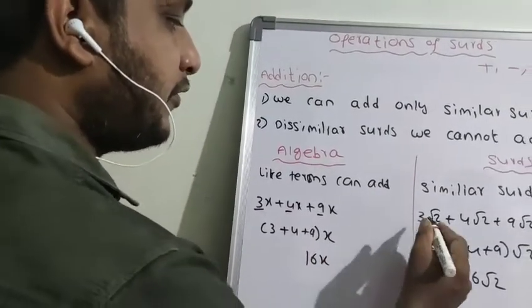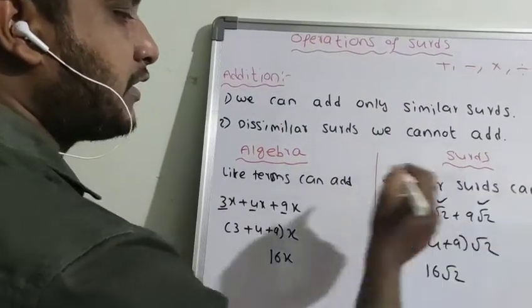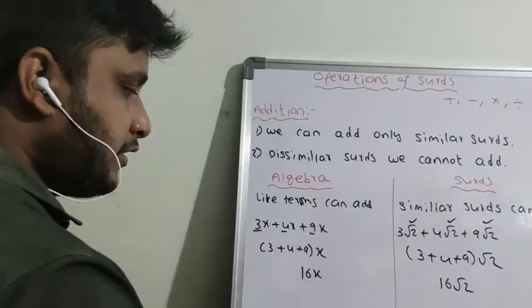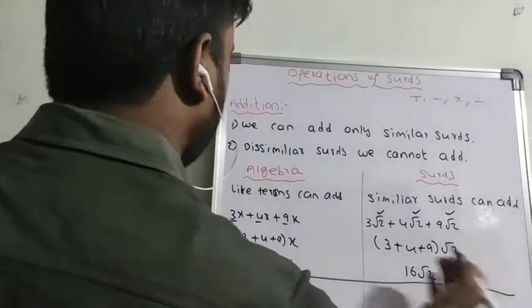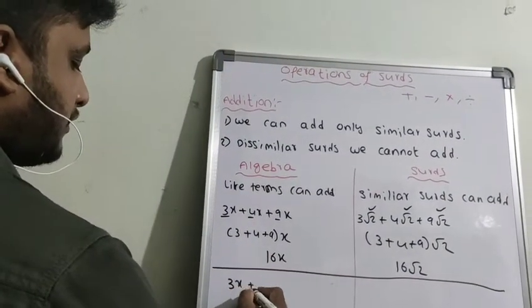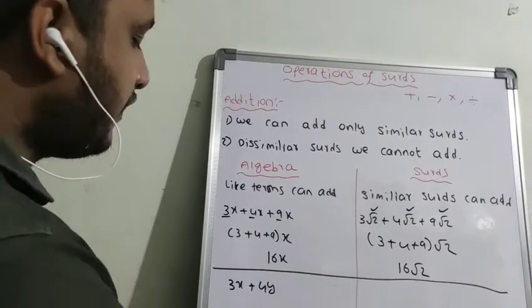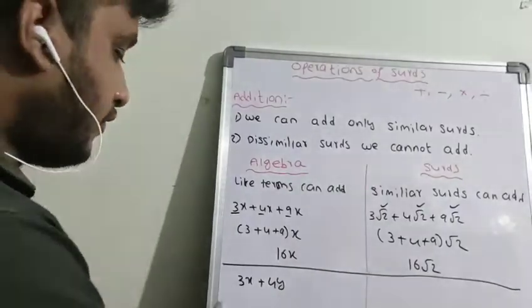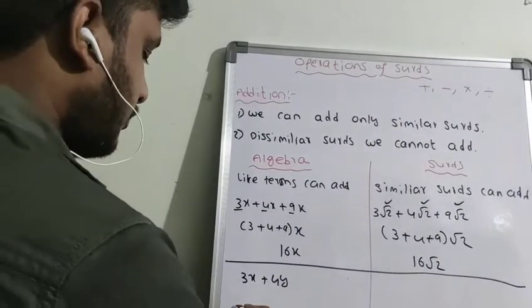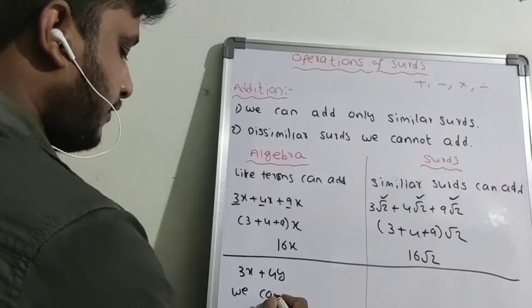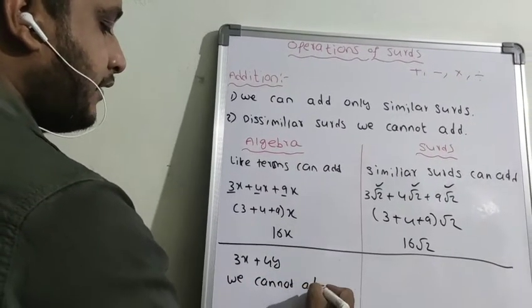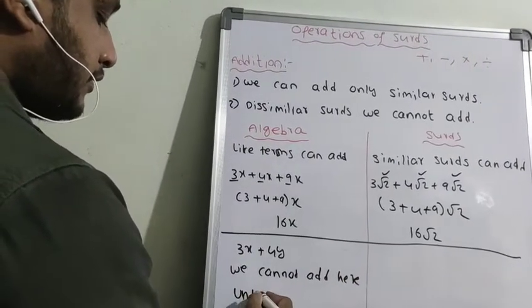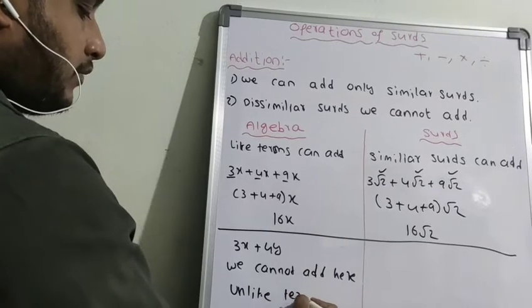But before going to addition, we have to check that these are similar surds. If they are dissimilar surds, you cannot add. For example, 3x plus 4y. If you do addition, what will we get? 3x plus 4y we cannot add. Why? Because these are unlike terms.